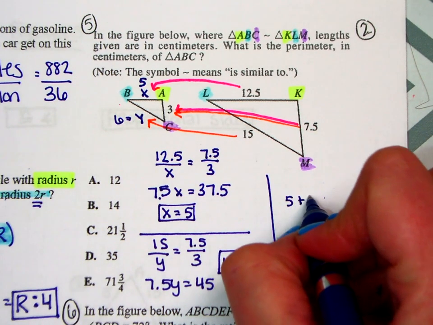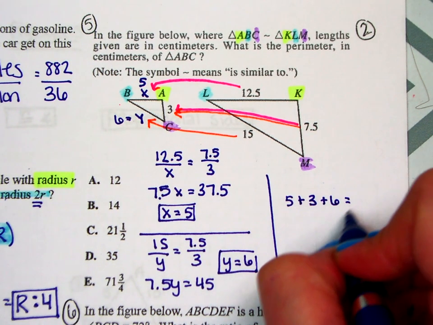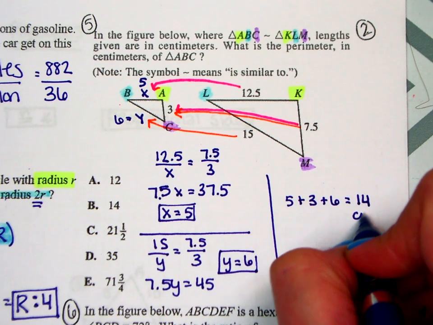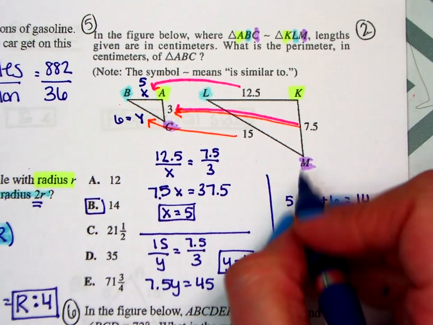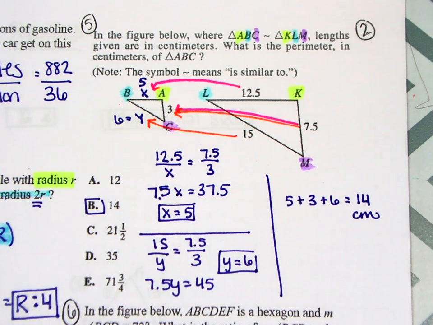So I get 5 plus 3 plus 6 for an answer of 14 centimeters, which is option B. Remember, perimeter means that you add all sides together.